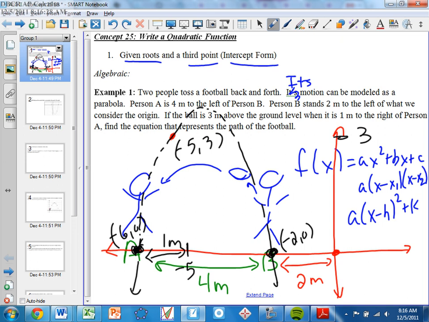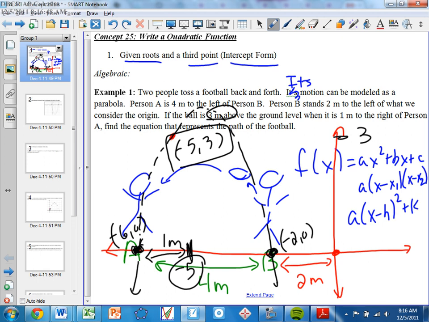Does everybody see what's going on? Again, the person is considered to be a point in space. This person is a point in space. We're neglecting their heights. We are saying that at some point in time, the ball is 3 meters above the ground. That's the 3 right here. When it is 1 meter to the right of person A, that's this point right here. Well, this is negative 5, 3 meters above the ground.